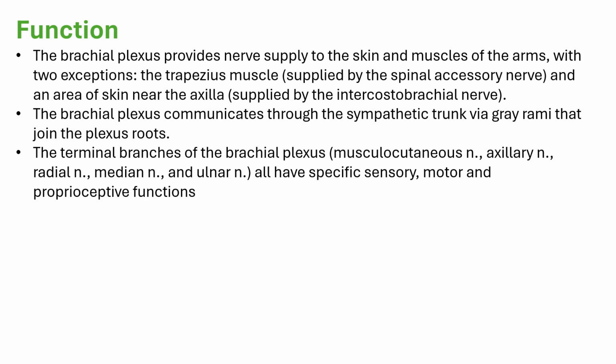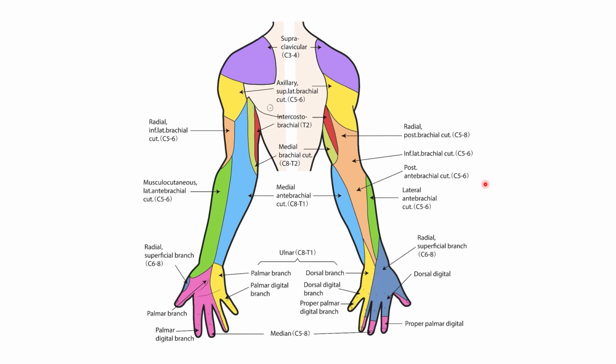What is the function? The brachial plexus provides nerve supply to the skin and muscles of the arm, with two exceptions: trapezius, supplied by the spinal accessory nerve, and an area near the axilla supplied by the intercostobrachial nerve. The brachial plexus communicates with the sympathetic trunk via gray rami that join the plexus roots. The terminal branches of the brachial plexus, musculocutaneous nerve, axillary nerve, radial nerve, median and ulnar nerve, all have specific sensory, motor, and proprioceptive functions. Right?